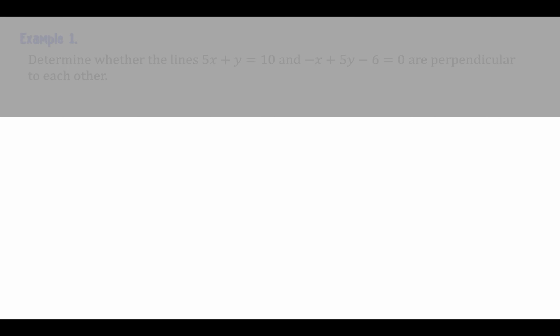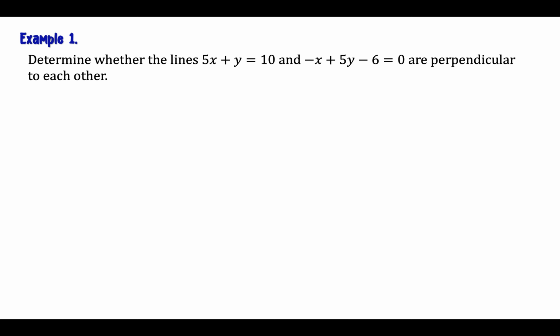So let's have some examples first. For example number 1, we are to determine whether these two lines are perpendicular to one another. The first line is 5x plus y is equal to 10, and the other is negative x plus 5y minus 6 is equal to 0. Since we are looking at the slopes to determine whether they are perpendicular or not, we can just transform both equations into their slope-intercept form.